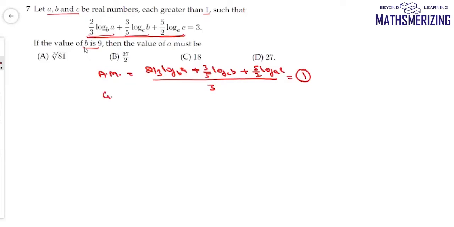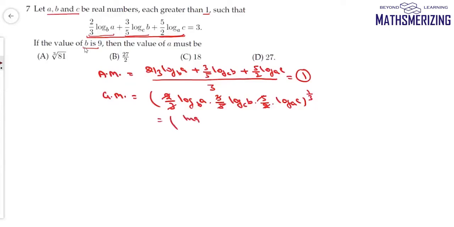Now what about their geometric mean? So their geometric mean will be 2 by 3 log a base b into 3 by 5 log b base c into 5 by 2 log c base a, all to the power 1 by 3. Now here 3 will cancel, 5 will cancel, and 2 will also cancel. Now this log a base b is simply log a upon log b, this is log b upon log c, and this is log c upon log a. So here also everything gets cancelled. So the geometric mean for these three numbers is also 1.